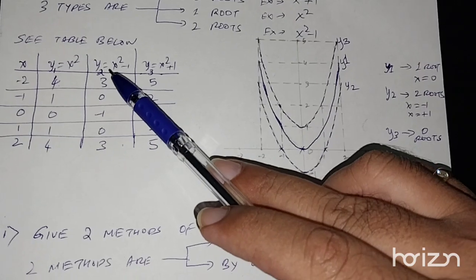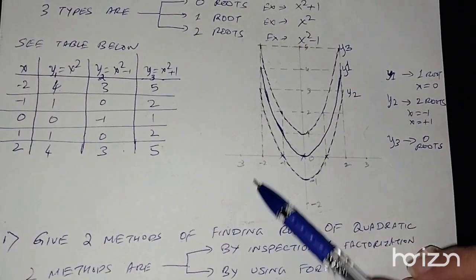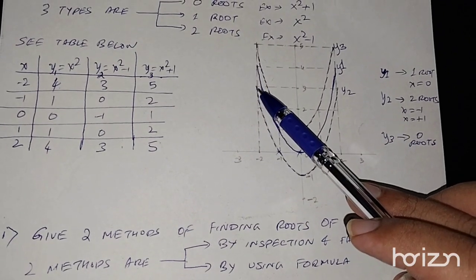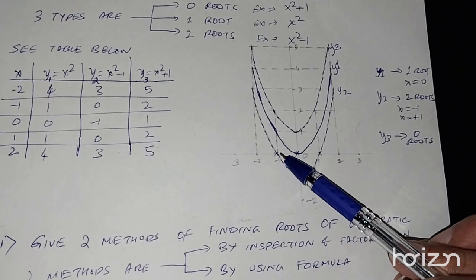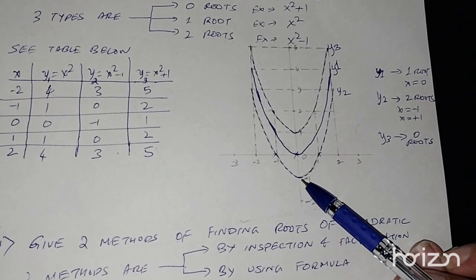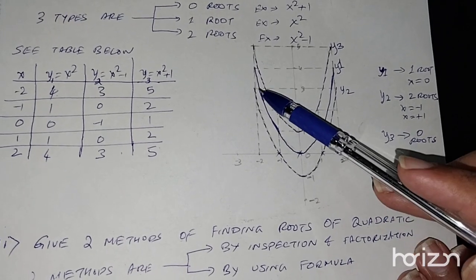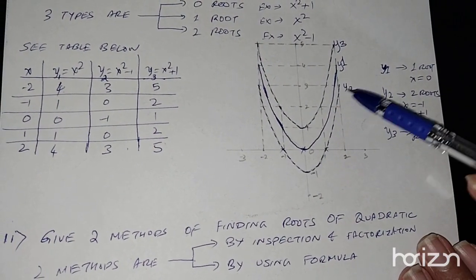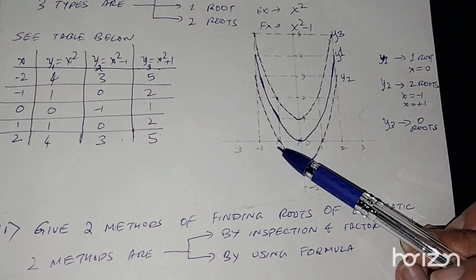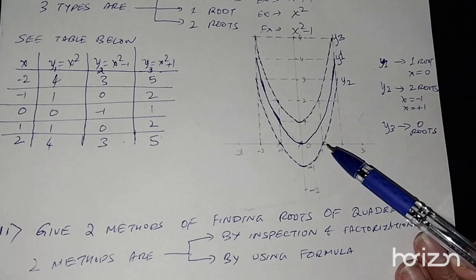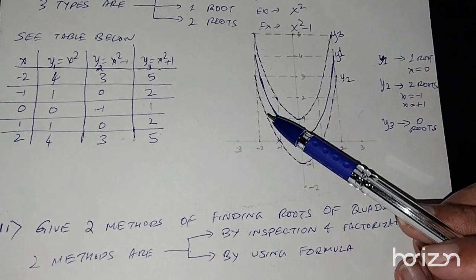How about y2 is equal to x squared minus 1? If you do the calculation, you will get minus 2 comma 3, so minus 2 comma 3 we have plotted. Then when x is equal to minus 1, we get a 0 here. When x is 0, we get a minus 1. When x is 1, we get a 0 again. So this bottom parabola, which is y2, x squared minus 1, cuts the x-axis at 2 points, at x is equal to minus 1 and at x is equal to 1. So these are the two roots of this polynomial.